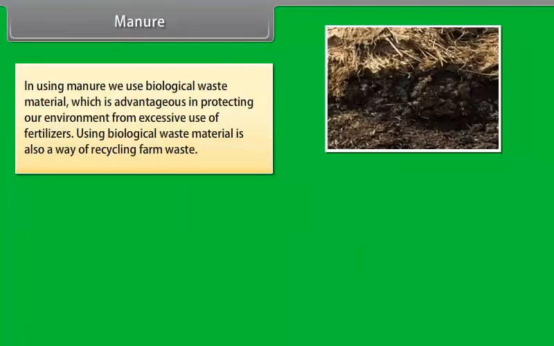In using manure, we use biological waste material, which is advantageous in protecting our environment from excessive use of fertilizers. Using biological waste material is also a way of recycling farm waste.